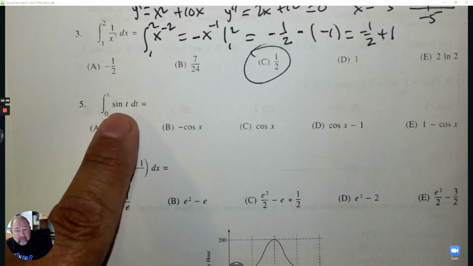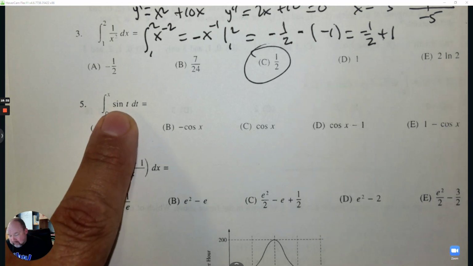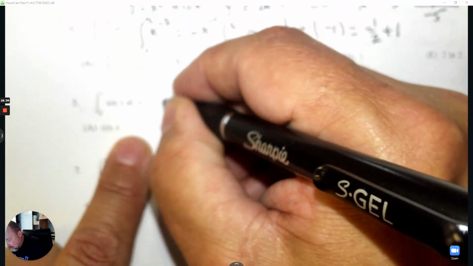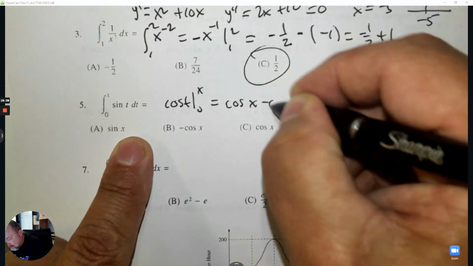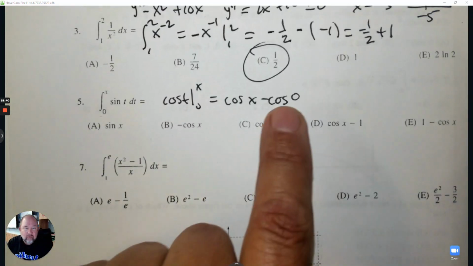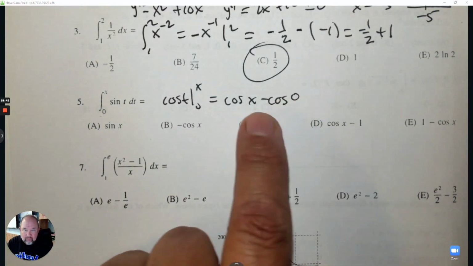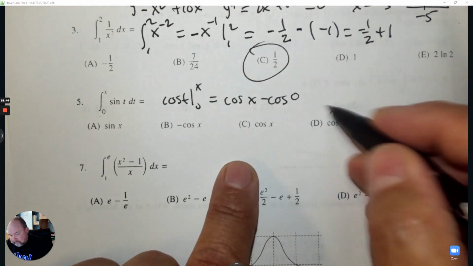Integrate from 0 to x. So the integration of sine is cosine, from 0 to x. Plug in x minus plug in 0. Do you know your unit circle? Cosine 0 is 1. So it's just cosine x minus 1.